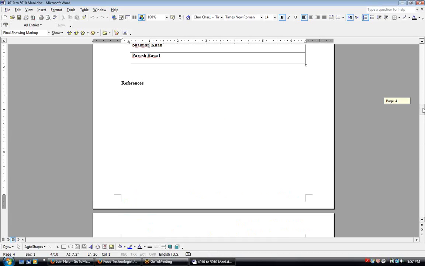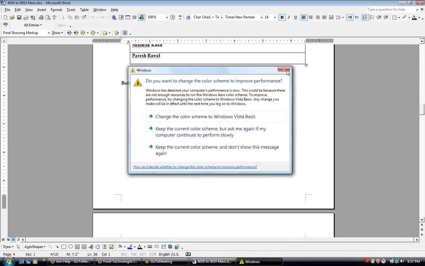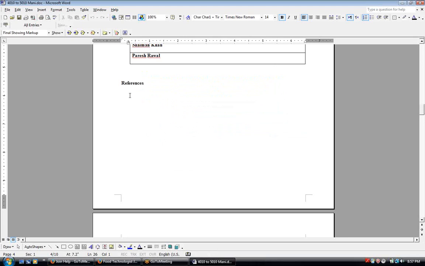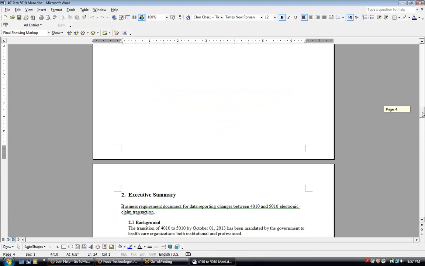That's fine for now. The one reference you can think of upfront is the implementation guide for the 5010, which will be referred to for this particular business requirement document. So that's something you want to add. Right. Okay, I'll do that. Okay, go on.